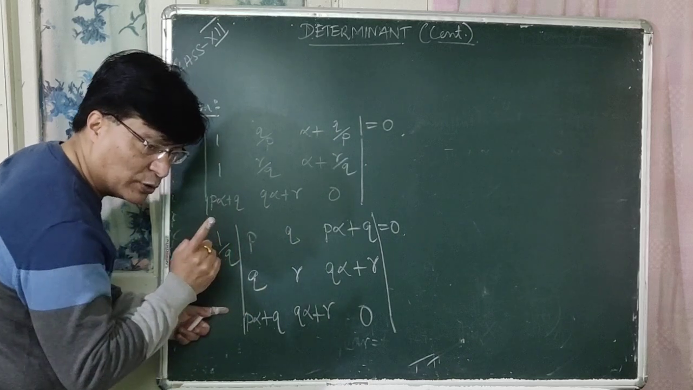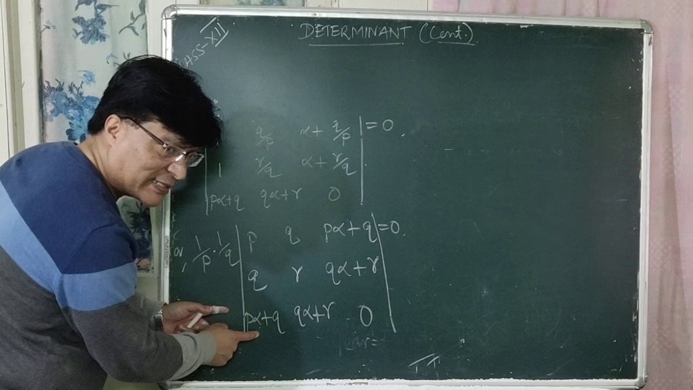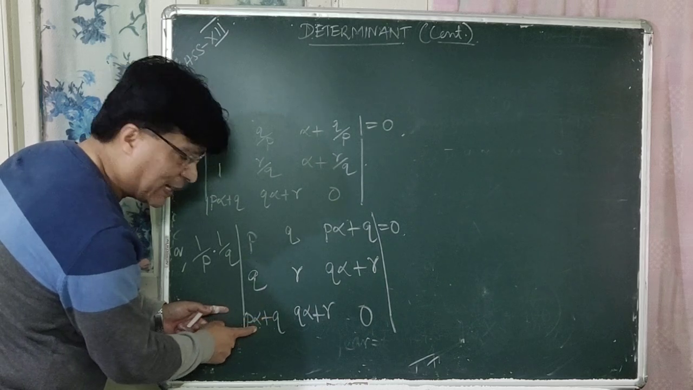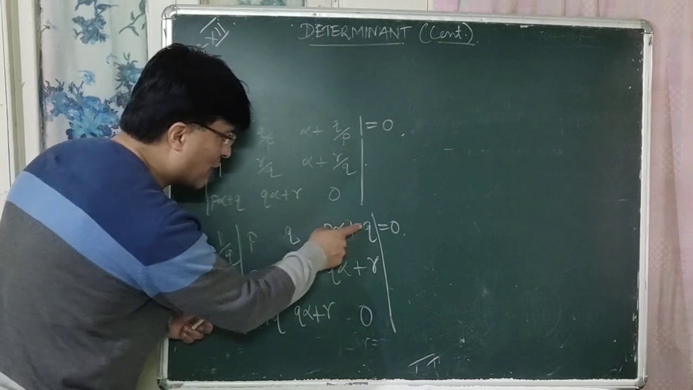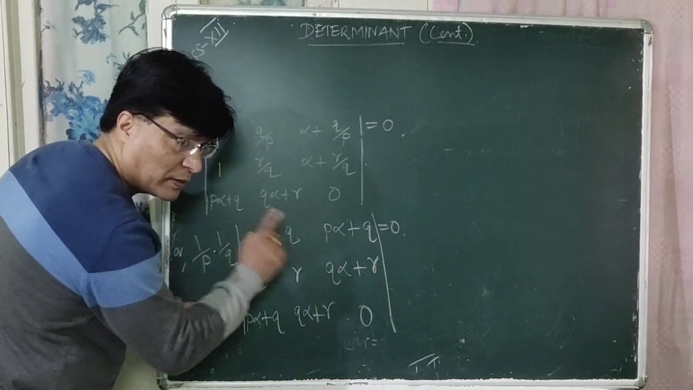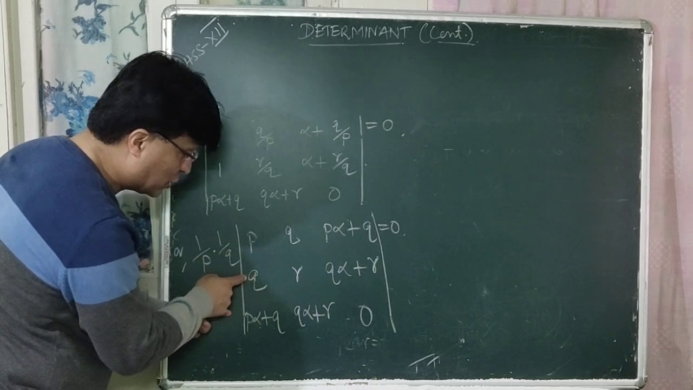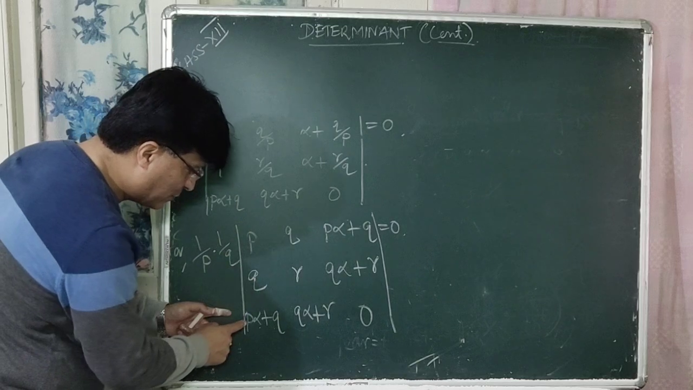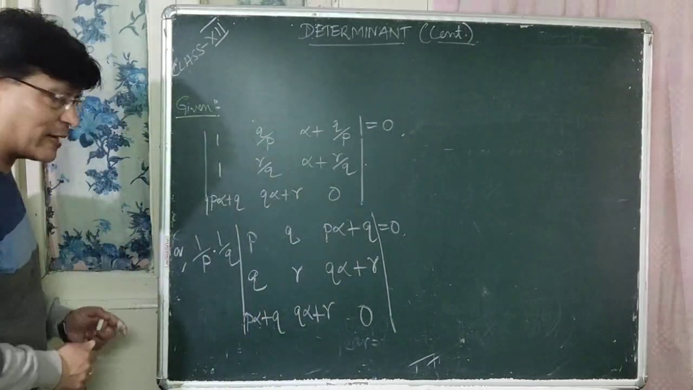So if you do R3 dash, that is R3 dash is equal to R3 minus alpha into R1 minus this row 2. So if P alpha plus Q minus P alpha minus Q is there, then you can cancel P alpha and Q, and you will get 0 here. Is that understood? Okay, look at the blackboard.